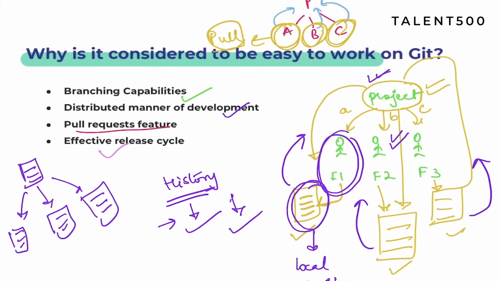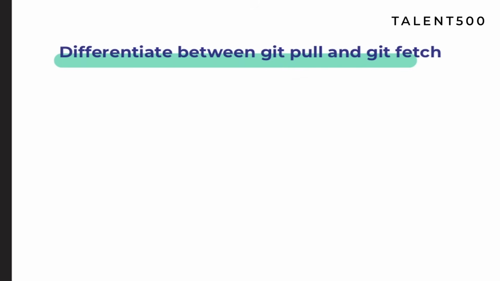Now let's move to our next question. The next question is, differentiate between git pull and git fetch. A lot of people actually get confused about what these two terms are. First I'll tell you what a git pull is, then I will tell you what a git fetch is, and after that I will tell you the difference, and how these two are related to each other. Okay.